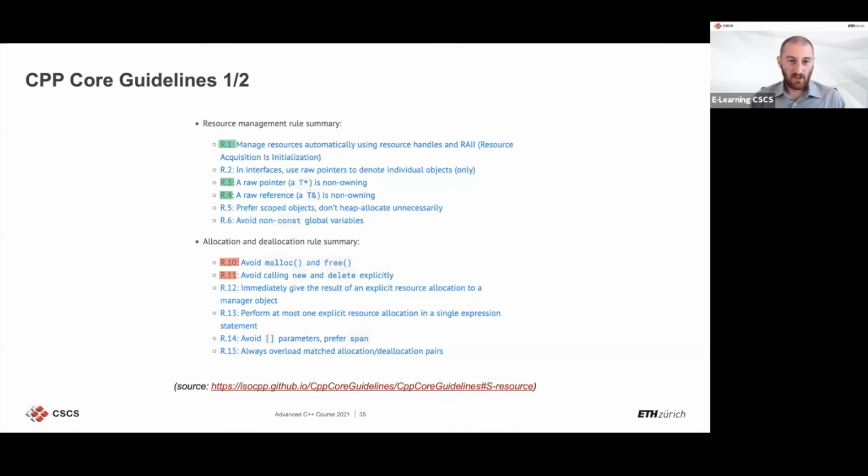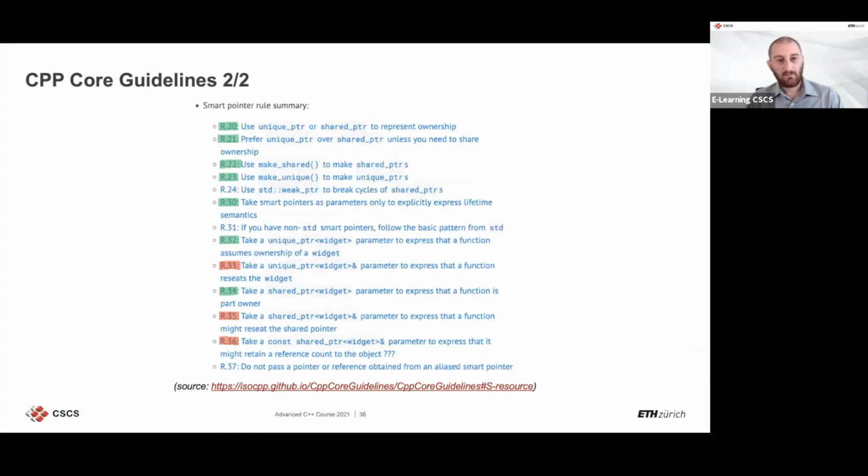Then we have R10 and R11, the red ones. We more or less said that when we presented the helper functions, make_unique and make_shared. Through them, you can avoid calling new, delete, malloc, free explicitly. And then there is also a section, always in the resource management, about smart pointers. Again, R20: unique pointer or shared pointer represents ownership.